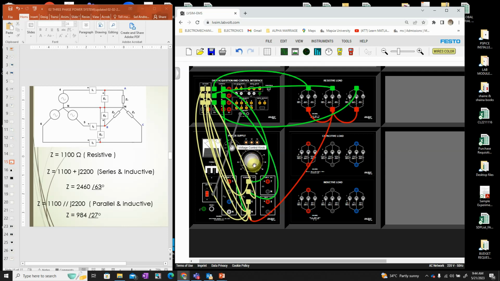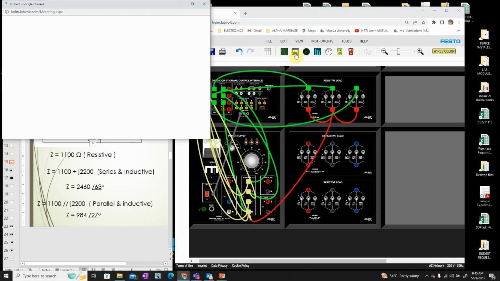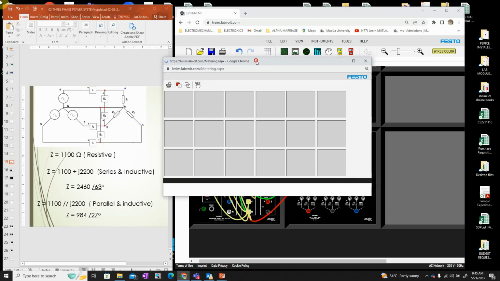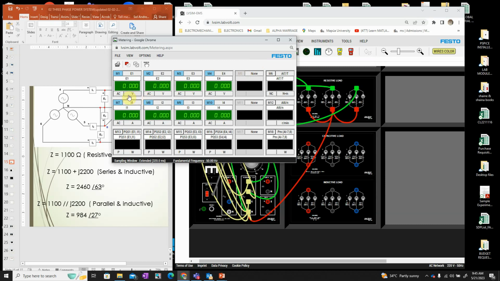So if I put it in maximum, what will be the voltage that I'm going to see from the metering? It will be line to neutral voltage, so it will be around 220. So these are the metering. If you click this one here, you will see the voltages. So E1, E2, E3. We did not use E4, so we will switch off E4.